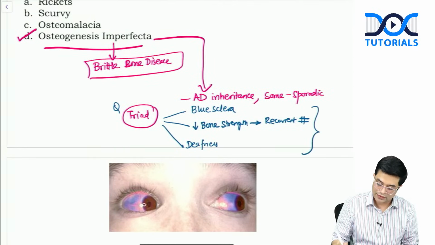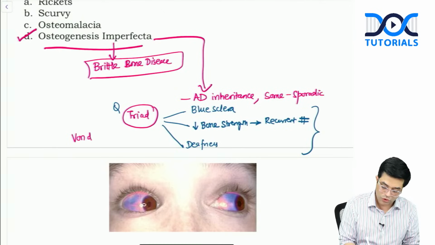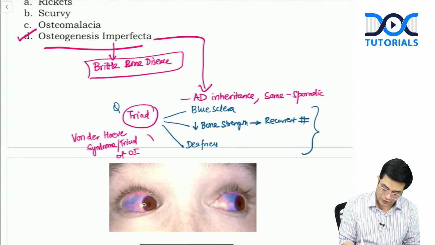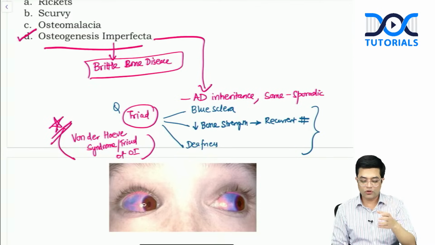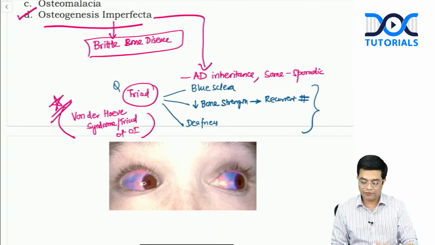So this is the classic triad, and this triad was given by a person known as van der Hoeve. So it is also called van der Hoeve syndrome or van der Hoeve triad of osteogenesis imperfecta. So remember this alternative name, please add it to your notes. Van der Hoeve syndrome or van der Hoeve triad of osteogenesis imperfecta.